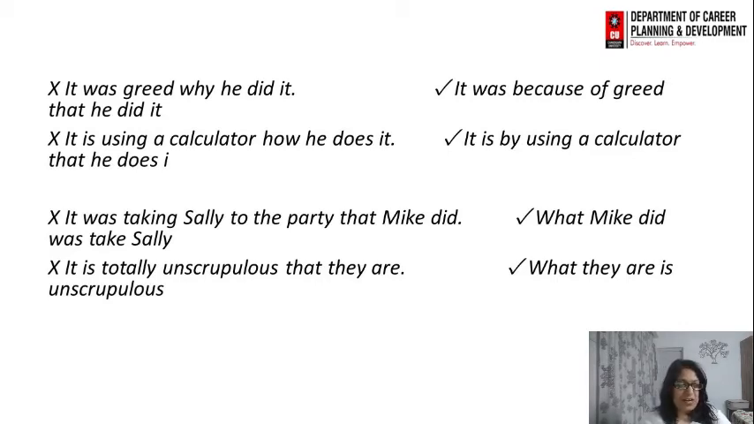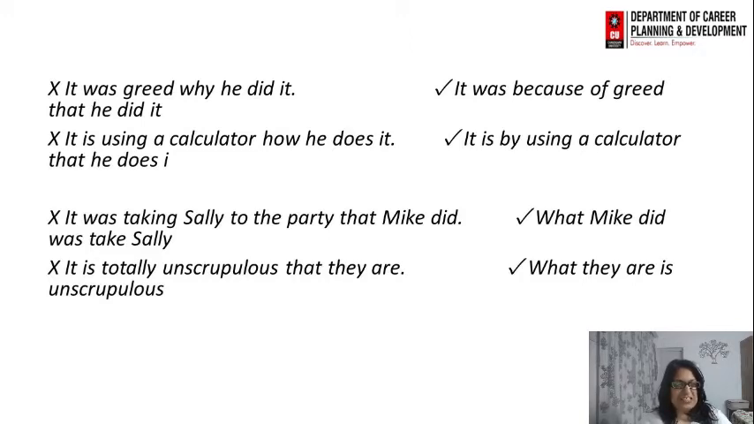Right? Or it is totally unscrupulous that they are. Does it make sense? No, everything is jumbled. What they are is unscrupulous. That is the correct way of saying it. And what is the leading cleft word here?